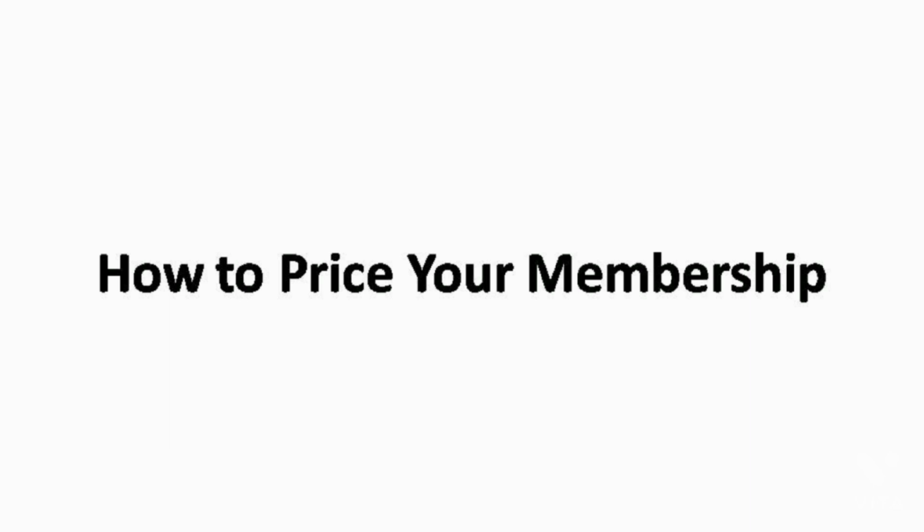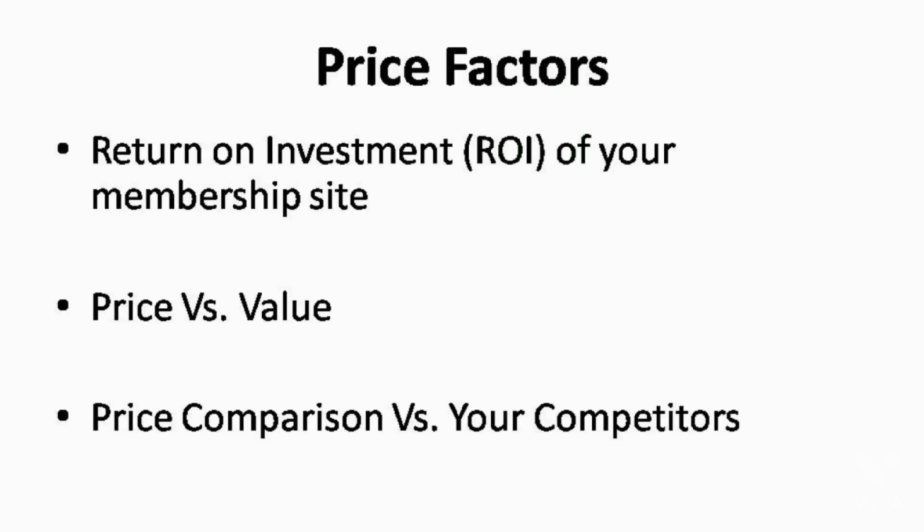So let's get started. There are many factors that can affect how you price your membership site, and here are 4 main factors that you need to take into account. The first factor is return on investment, or in short, ROI, of your membership site, followed by the decoy effect, price versus worth, and the prices of your competitors. These are the factors that you need to consider before setting up the price. They are closely related to the behavior of the consumers. When you're able to understand these factors, then you will be able to know how to price your membership site.